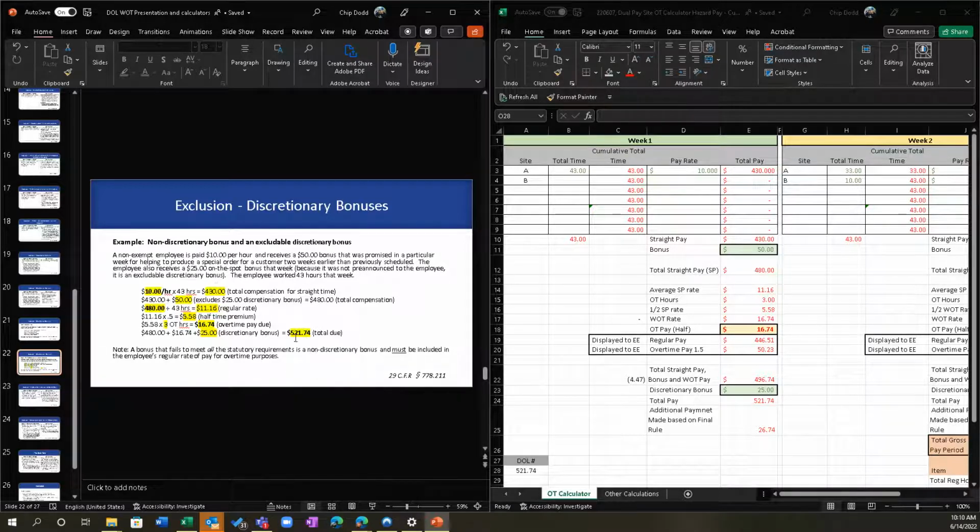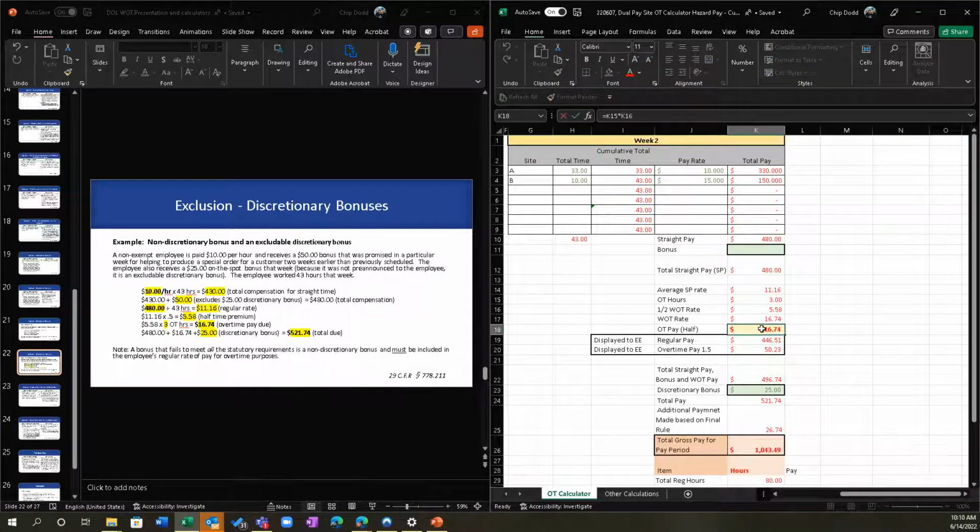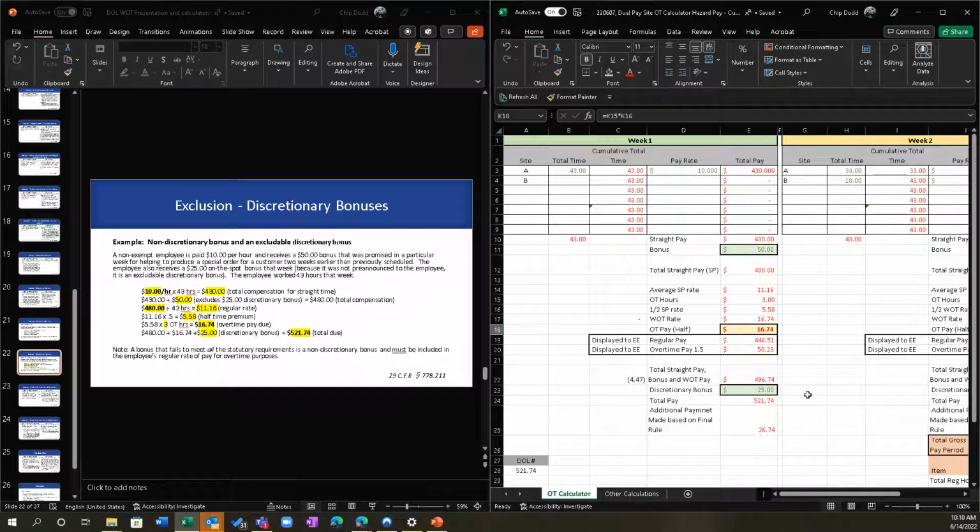I used this order of operation to come up with this spreadsheet. You can see the same 43 hours, the same 10 bucks, the same $50 bonus. And if you come down to the bottom, you can see the same discretionary bonus and the total pay is $521.74, exactly like what they said. The green areas are data entry points and all the red are equations. But of course you can click on the equation and see what numbers were factored into that equation. So basically, I've done the math for you.